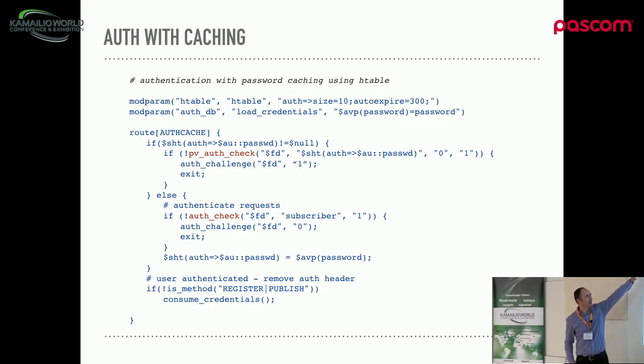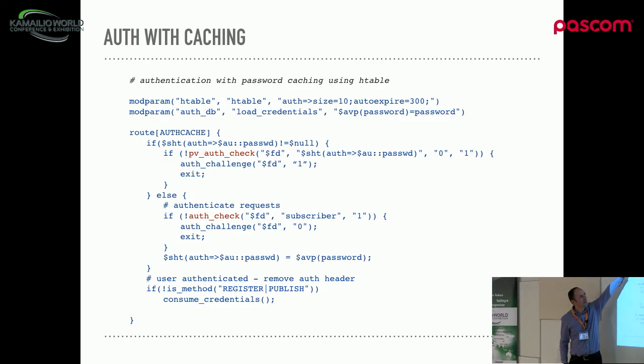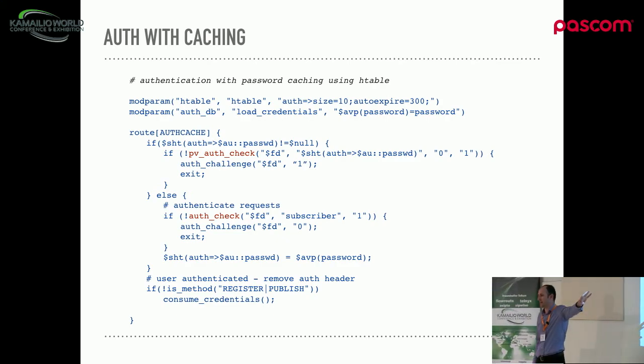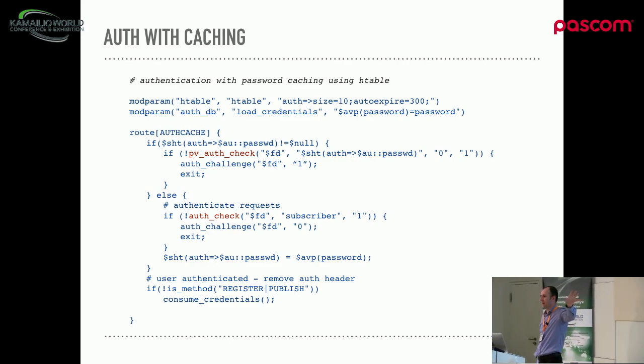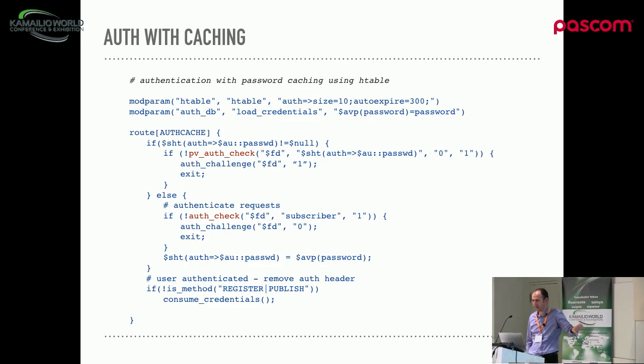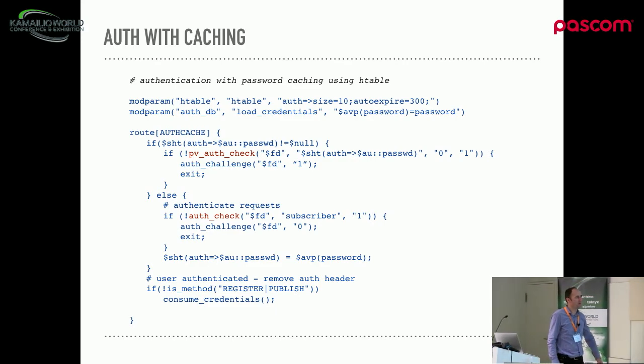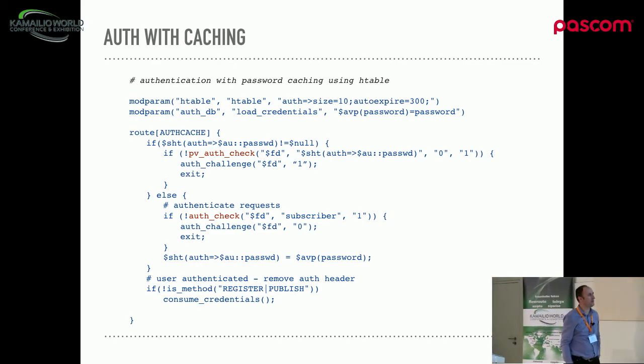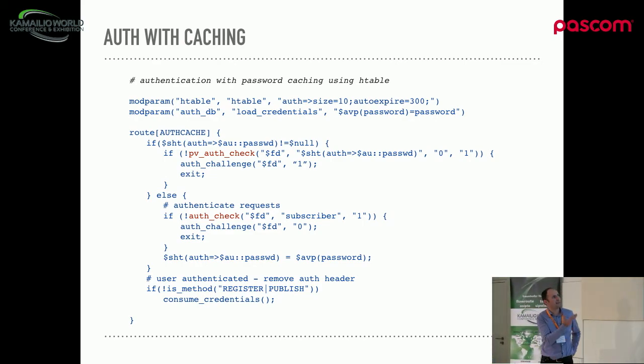So practically, we have defined here a hash table, size 10. This is used as a power of 2, so practically there are 1024 slots. So the number of slots is 2 to the power of the value of the size. And we say it's expiring in 5 minutes, 300 seconds. Again, you can tune that as you need.